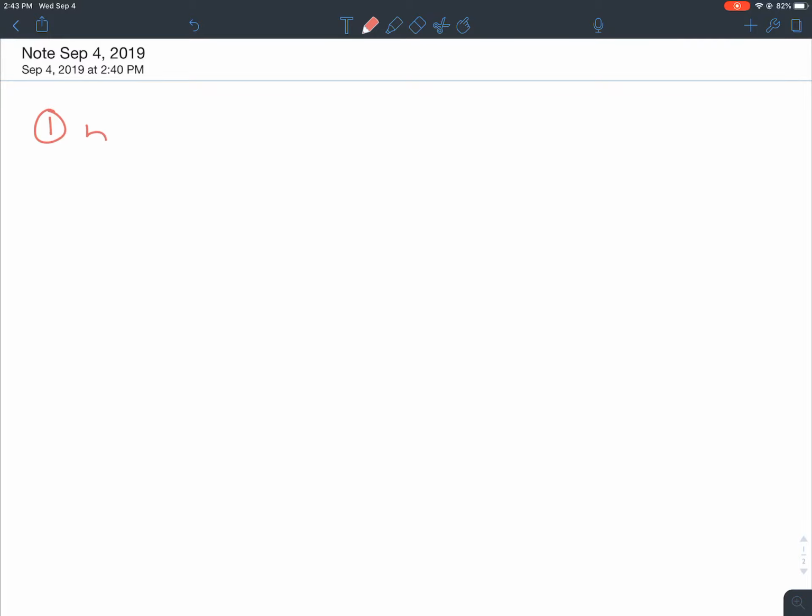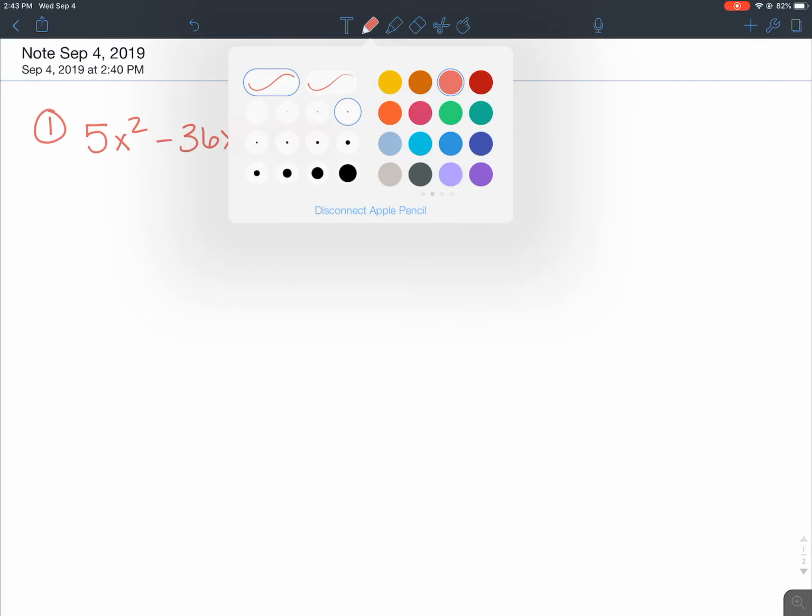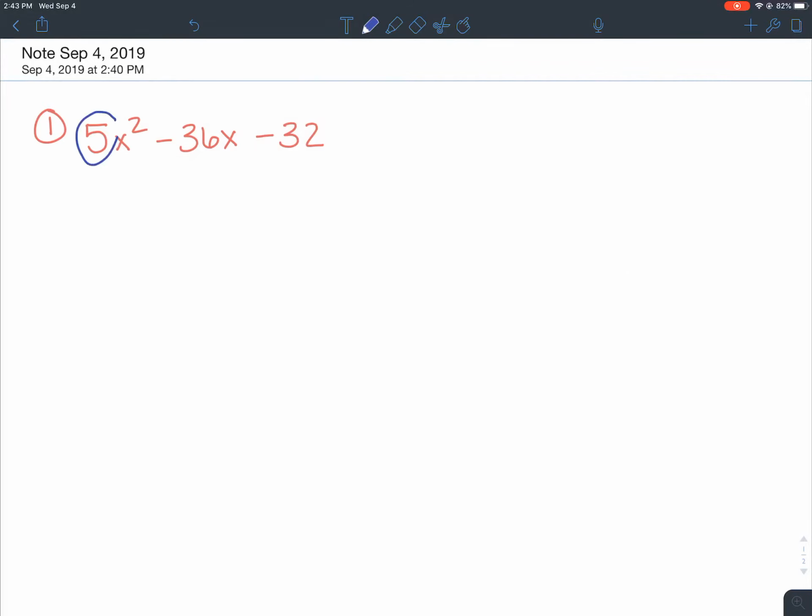So the first problem I'm going to do is 5x squared minus 36x minus 32. We are going to check for a GCF, which is always your first step of factoring. That is numero uno. There's not a GCF here because 5 is a prime number. So I'm going to multiply these 2 together. That's what I always do first, whether you're doing grouping or not grouping. So 5 times negative 32 gives me negative 160.